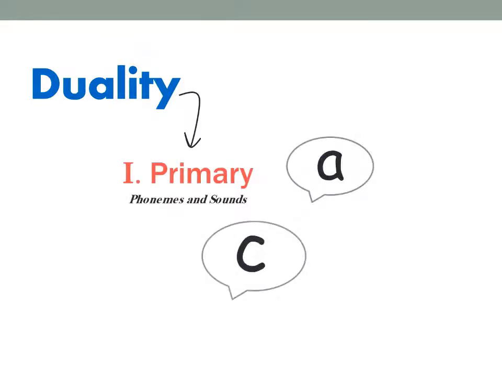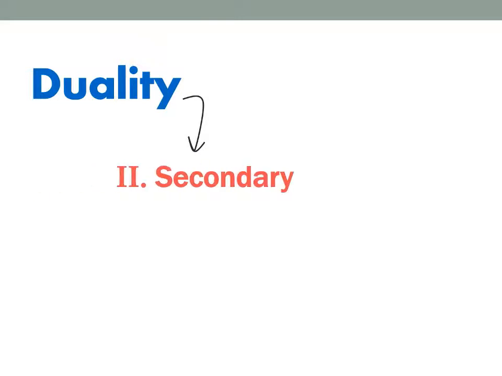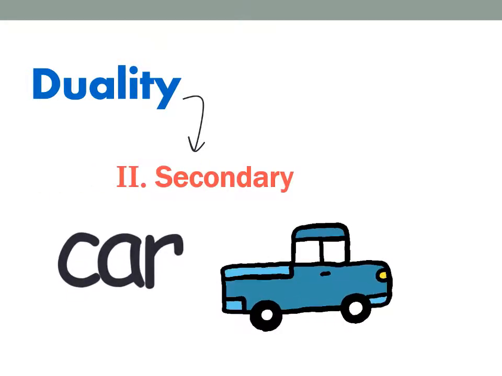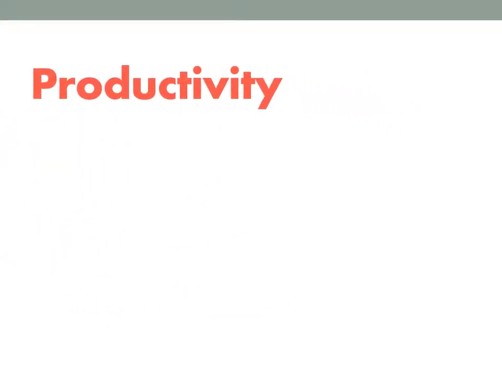One more key property is duality. Language has two specific structures. The primary structure, which has to do with the meaningless isolated phonemes or sounds, and the secondary, which is when we use these phonemes to compose a word that has a meaning in our cognitive system.